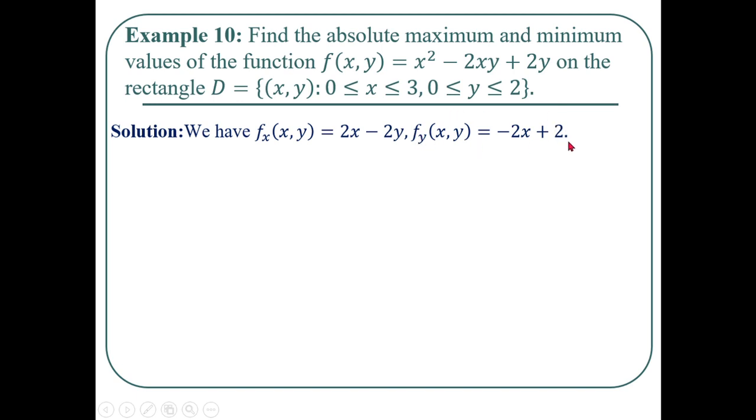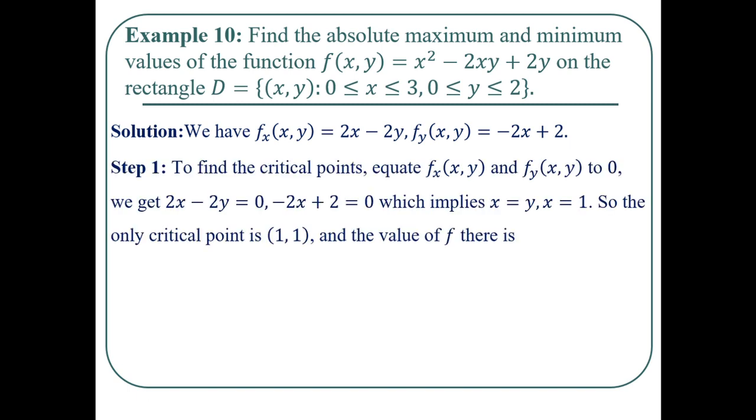Fy at xy is equal to minus 2x plus 2. To find the critical points, we have to equate them with 0 and we will get 2x minus 2y is equal to 0, that is 2x is equal to 2y or x is equal to y, and minus 2x plus 2 is equal to 0, that is 2x is equal to 2 or x is equal to 1. When x is equal to 1, we will get y is also equal to 1.